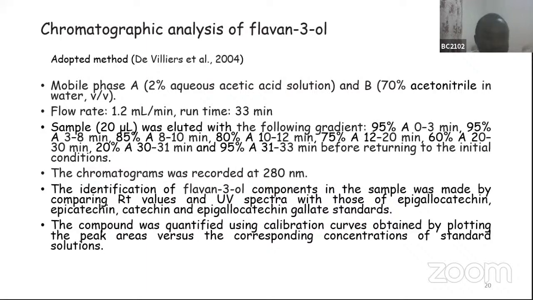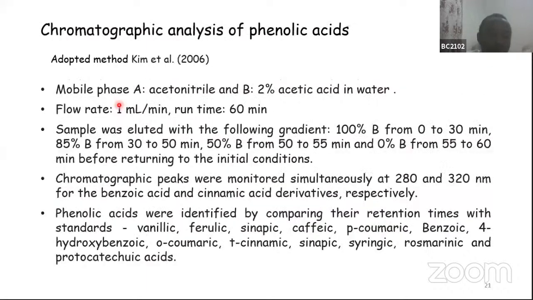For the phenolic acids, two mobile phases were used: mobile phase A was acetonitrile and mobile phase B was 2% acetic acid in water. The chromatogram peaks were monitored simultaneously at 280 and 320 nanometers for benzoic acid and cinnamic acid derivatives, and the sample was eluted under the following gradients. Phenolic acids were identified by comparing the retention time with those of standards: vanillic, ferulic, sinapic, caffeic, and so on.